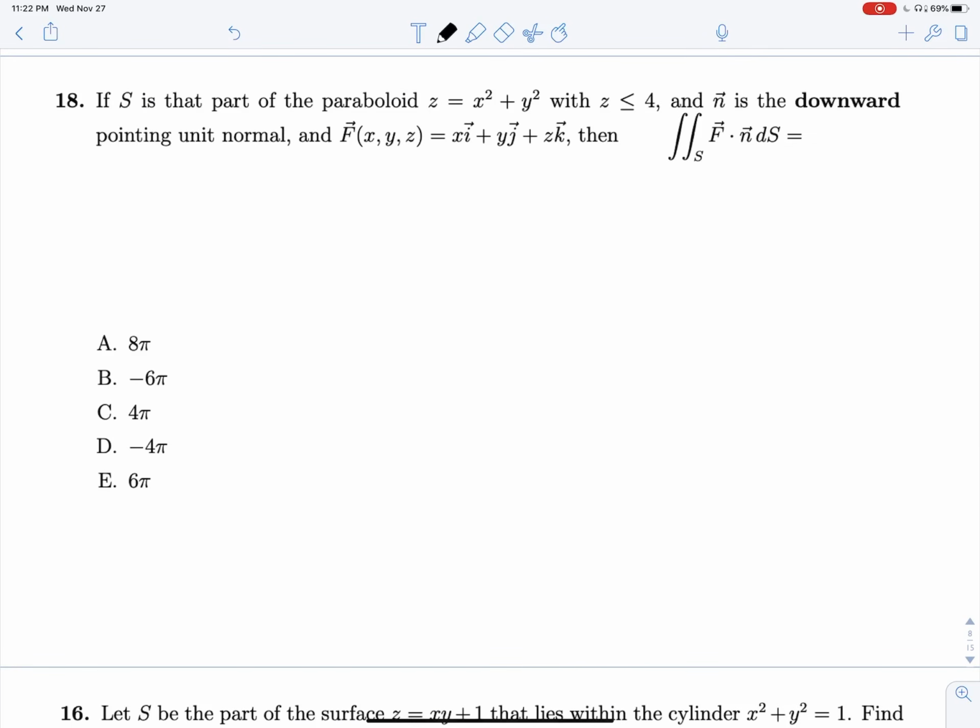If S is the part of this paraboloid, where z is less than or equal to 4 and N is the downward pointing normal, and F is this thing, then find this integral here. So this, I hope you recognize, is not a surface integration question. So feel free to skip to whatever the next question is if you're just here for the surface integral. This is a flux integral.